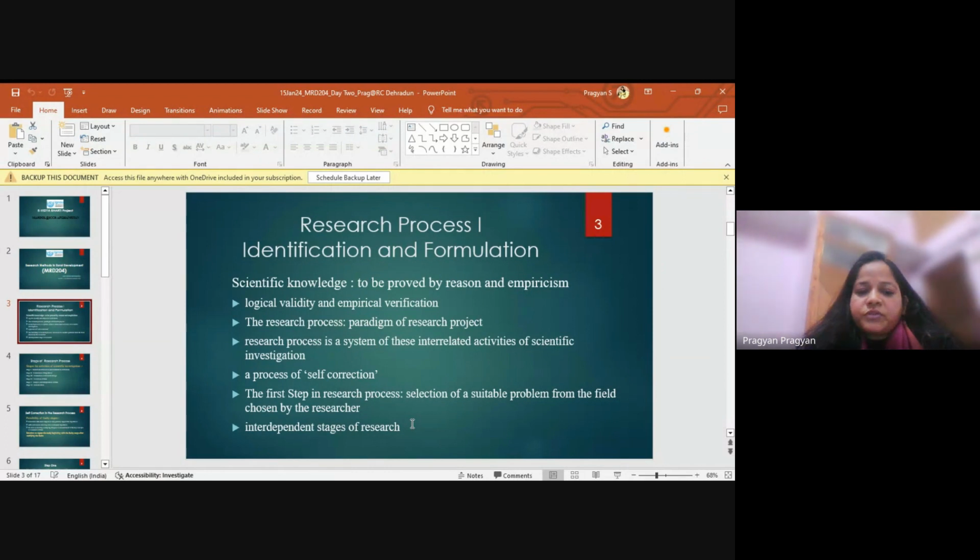This whole process has to restart again. This is the process of self correction, because here it doesn't matter how experienced I am or you are. The more important thing is that we have to follow these steps, and wherever we encounter this kind of problem, we have to restart that research. That is why we call it a process of self correction.